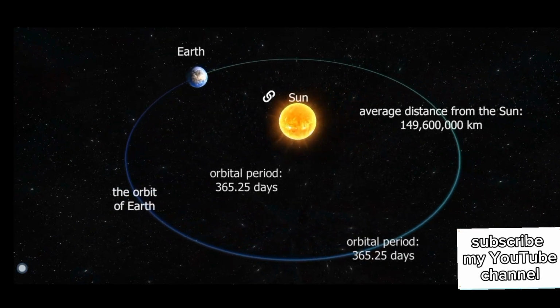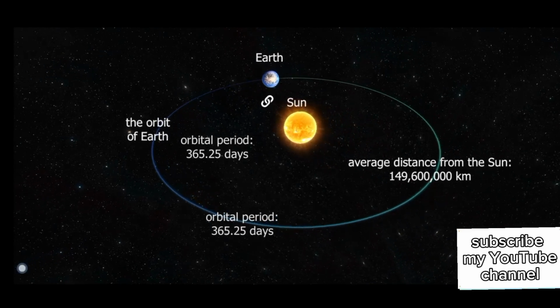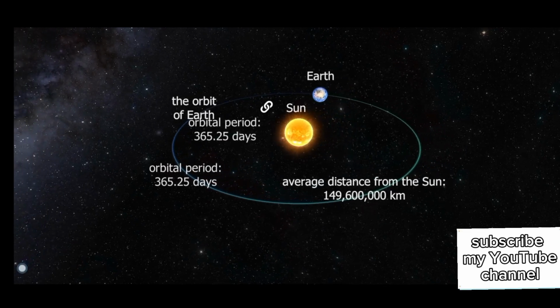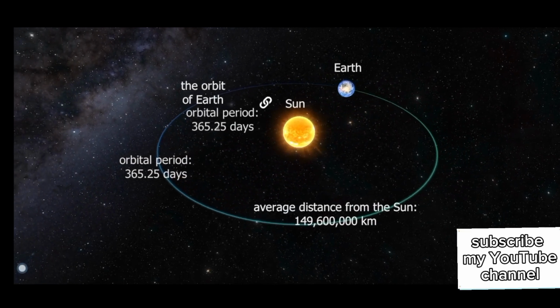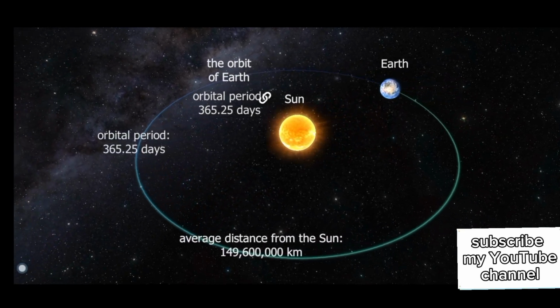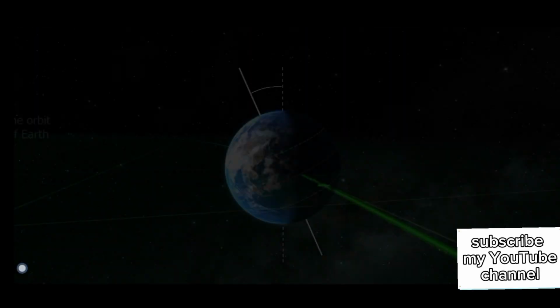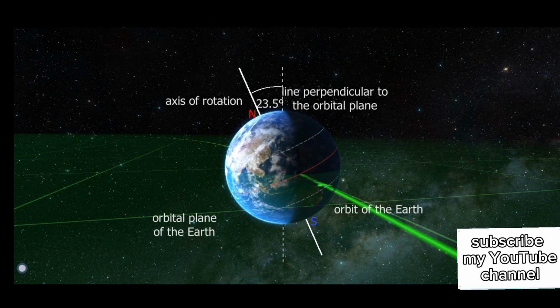While the Earth revolves around the Sun once, it rotates on its axis about 365.26 times. This period is called 1 year. The orbital velocity of the Earth is 30 kilometers per second. The tilt of the Earth's axis is 23.5 degrees.